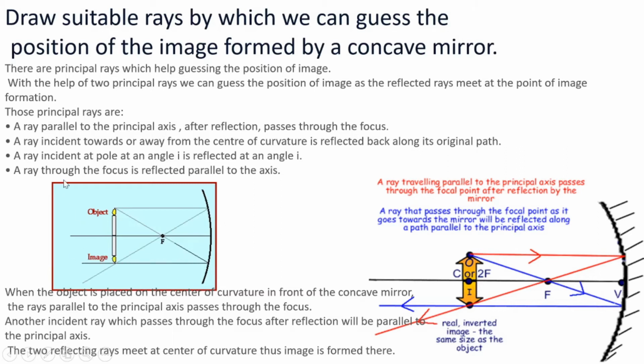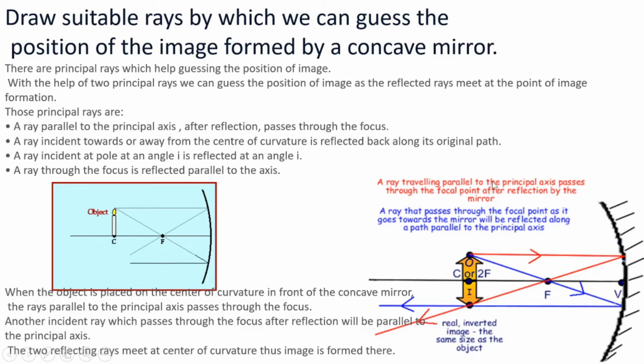A ray through the focus is reflected parallel to the axis. So a ray through the focus is reflected parallel. See here, parallel to the axis, the principal axis, this one.